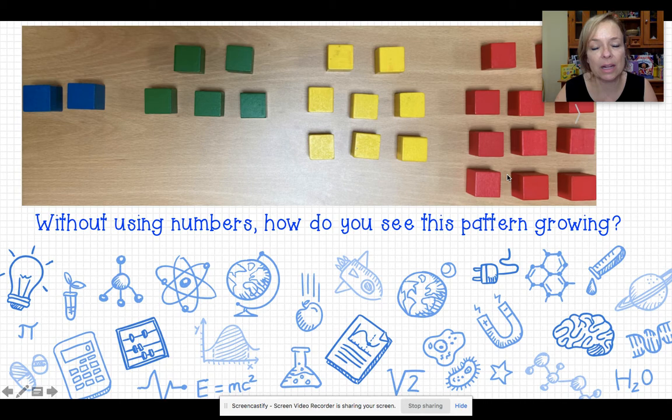So today, what I'd like you to do is look at this pattern. And I do apologize, up in the right-hand corner, it's 2 red cubes, followed by 3 red cubes, then 3 more, then 3 more. So how do you see this pattern growing? Would you please jot a couple notes down in your notebook?